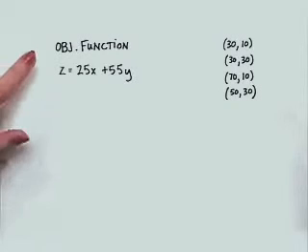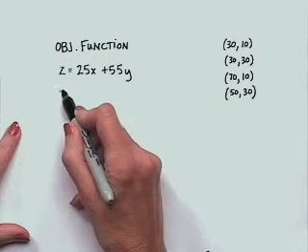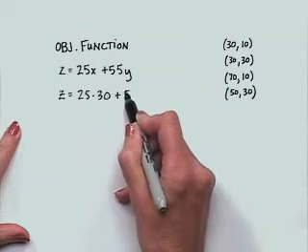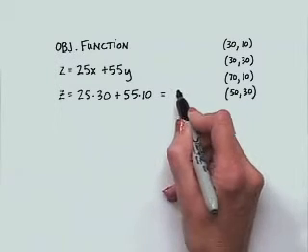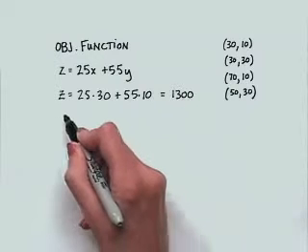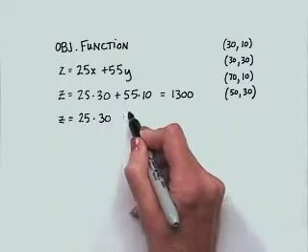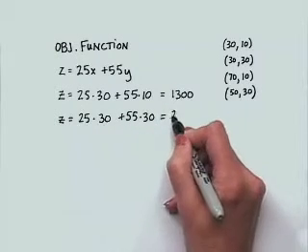And now let's commence doing that substitution. Remember, our objective function was z equals 25x plus 55y. And here are the vertices that we want to work with. We're going to take each one and substitute as follows. Z equals 25 times 30 plus 55 times 10. And to evaluate this, we come up with our total of 1,300. What about if we substitute 30, 30? We'll have 25 times 30 plus 55 times 30, and that is going to give us a total of 2,400.